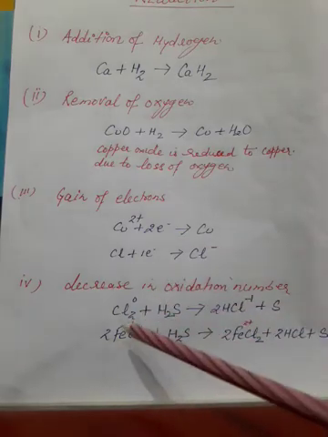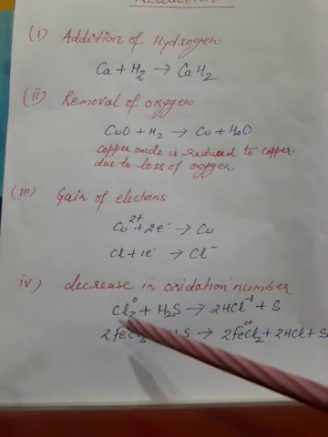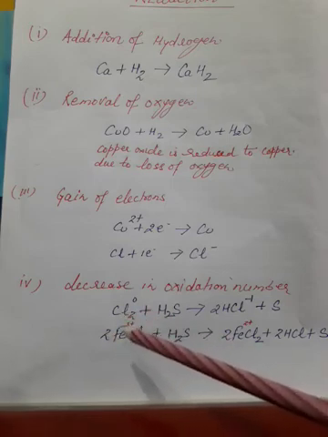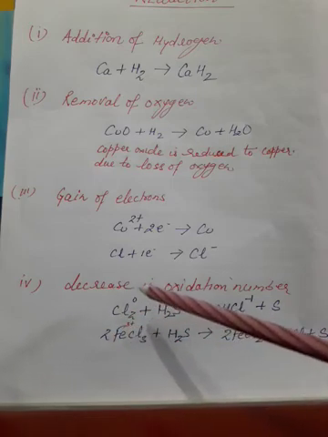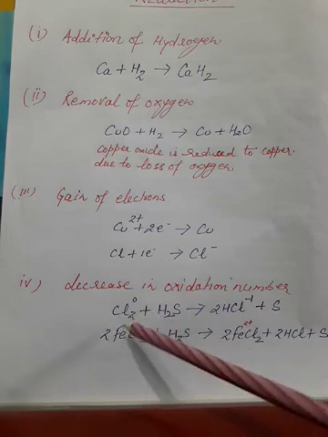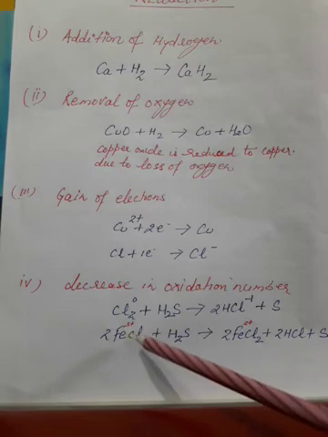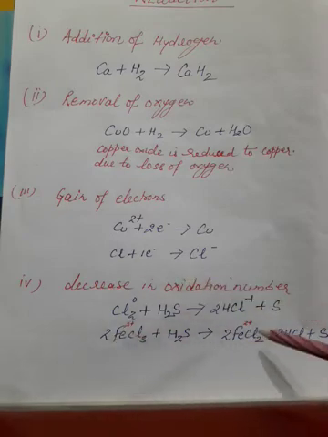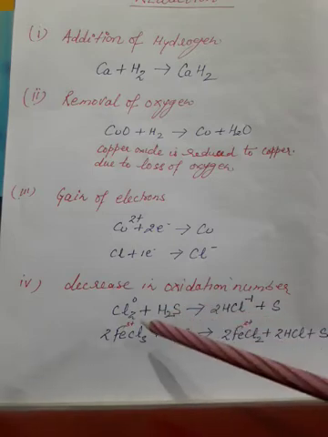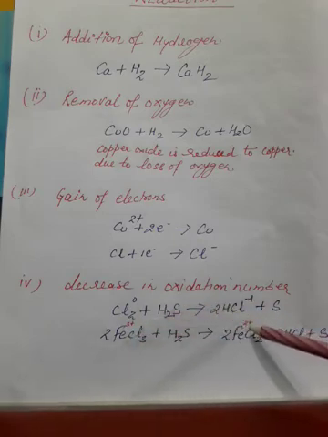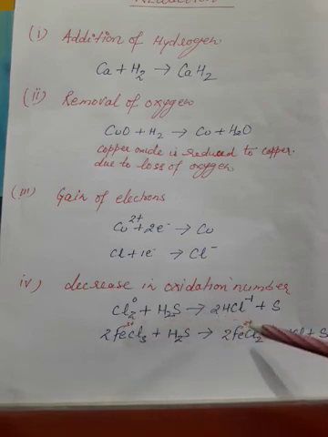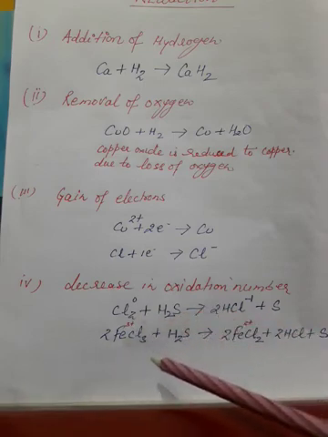For ferric chloride, the oxidation number is mostly equal to the valency. At this stage you learn only this, otherwise you will be confused. What is the valency of iron in ferric chloride? 3 plus, iron third. Here in ferrous chloride it is 2 plus. So just see, there is a decrease in oxidation number of iron from 3 plus to 2 plus. So this is also reduction.